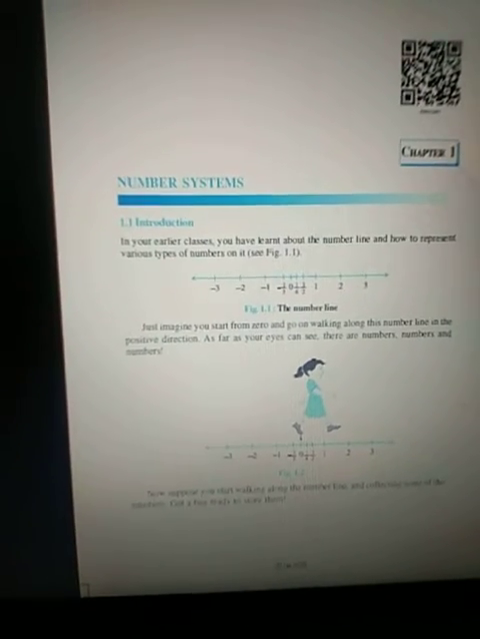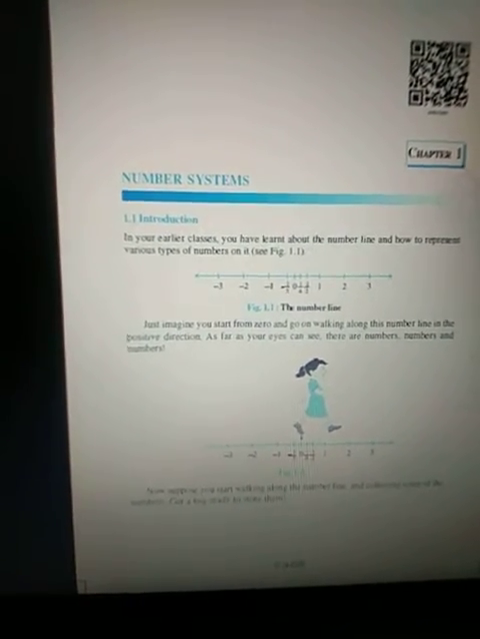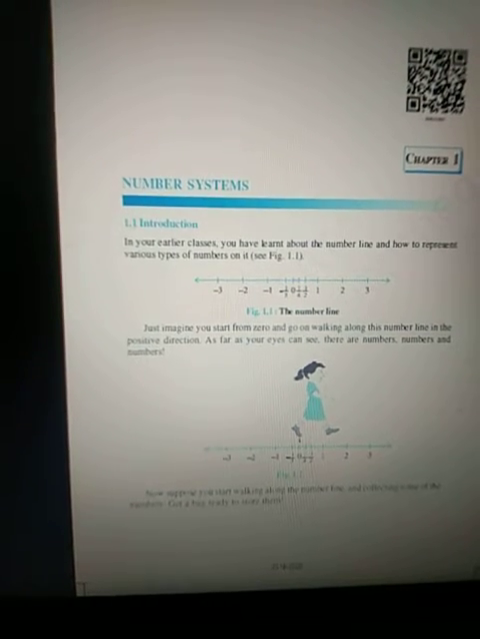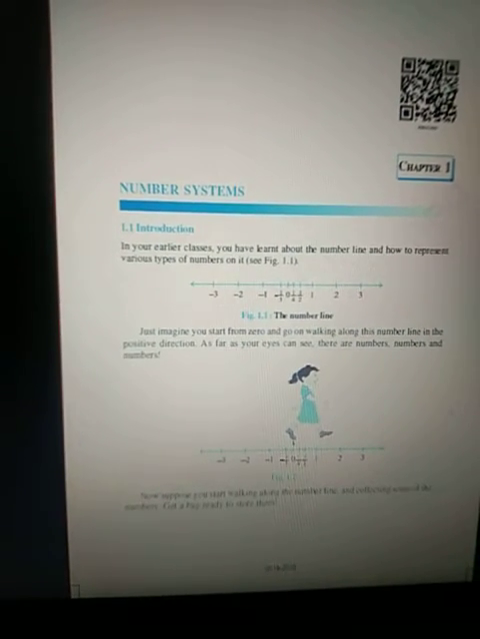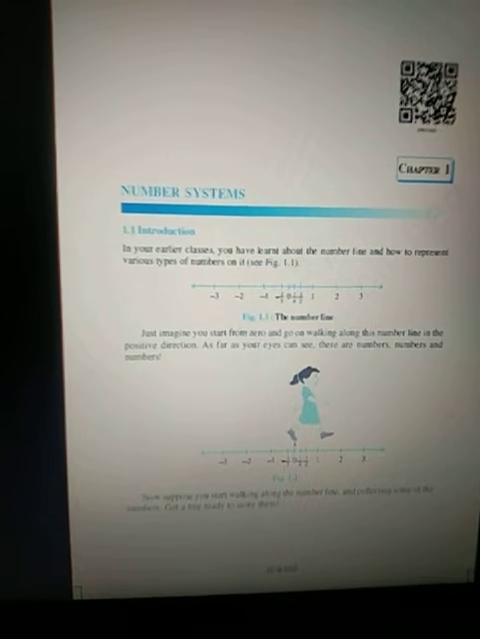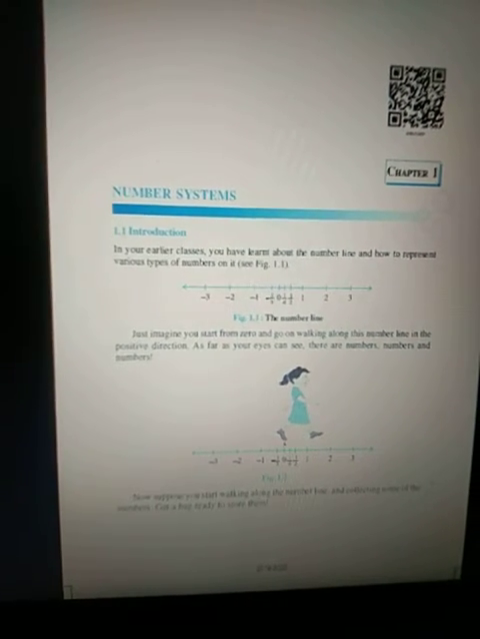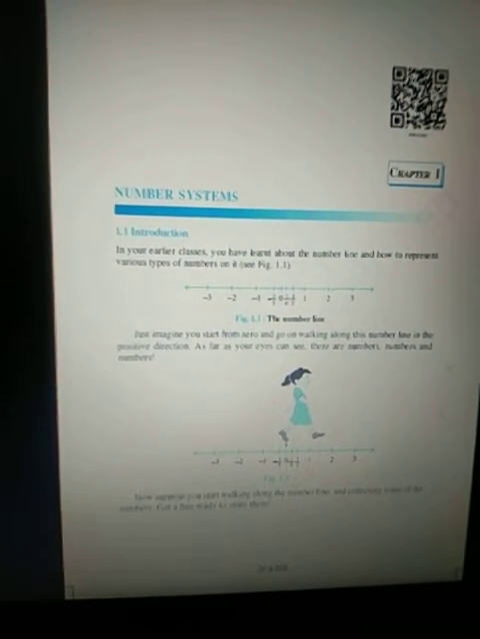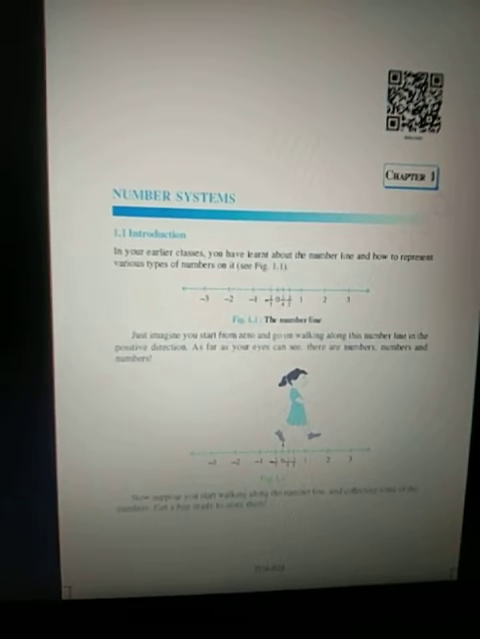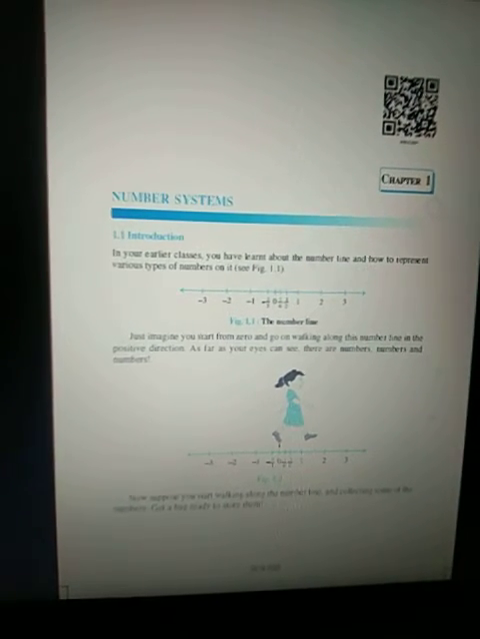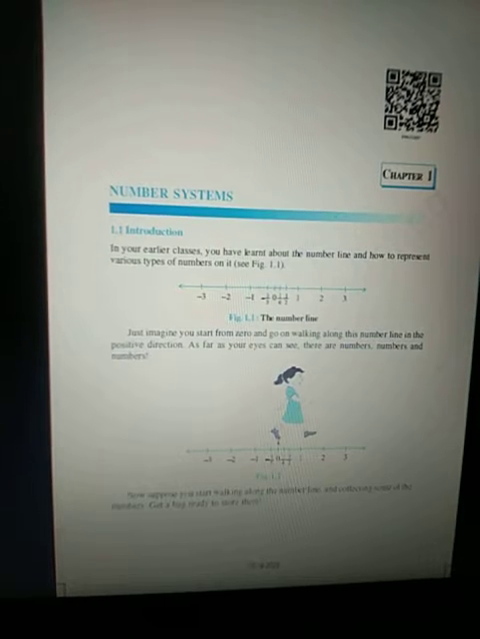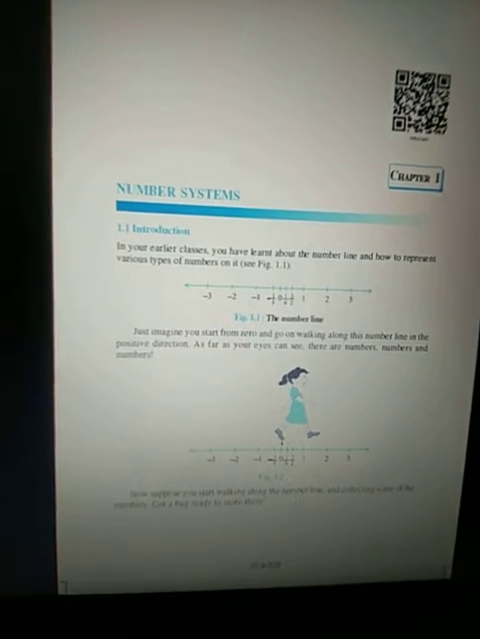We are going to talk about number systems. In the earlier classes, we learned how to represent the various types of numbers on the scale or the number line. It is simple: a scale where it is 1, 2, 3, as well as -1, -2, -3. Positive as well as negative values are marked here.